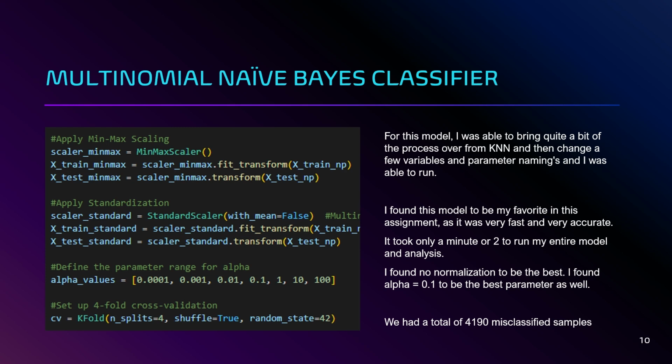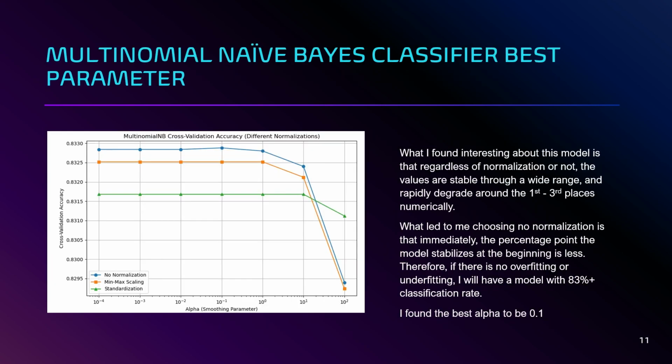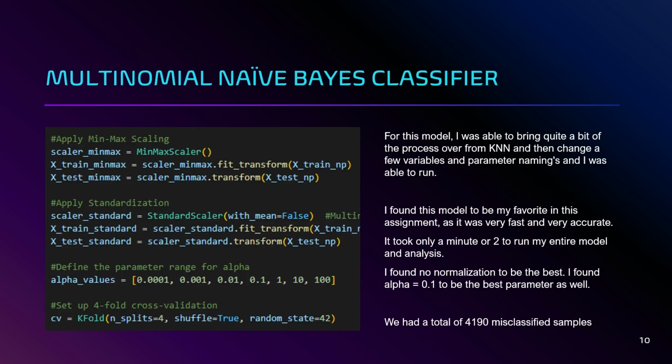No normalization was what I determined to be the best for this model. Alpha of 0.1 was the best parameter. We had 190 misclassified samples.